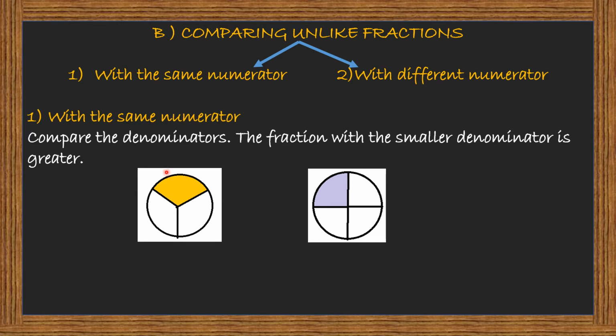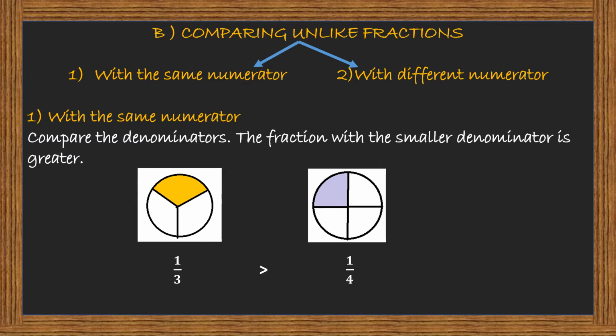Here we can see this complete circle is divided into three parts, 1, 2 and 3. And out of this only one part is shaded with yellow. Now in the next diagram, this circle is divided into 4 equal parts and out of which again only one is shaded. So here the selected part is 1. Here also the selected part is 1. Means these two have the same numerators.